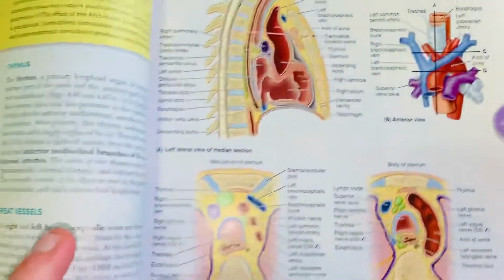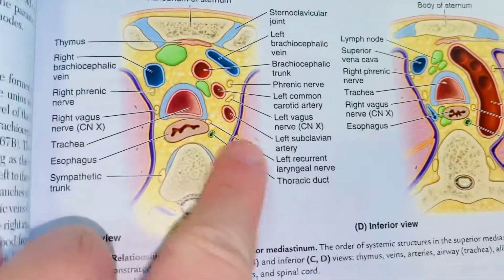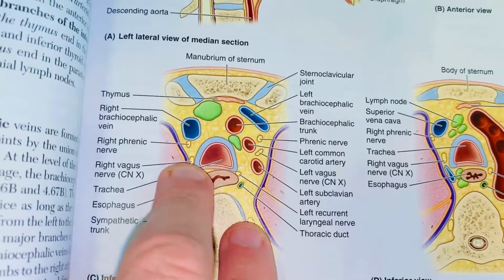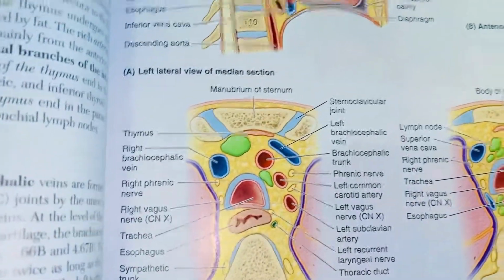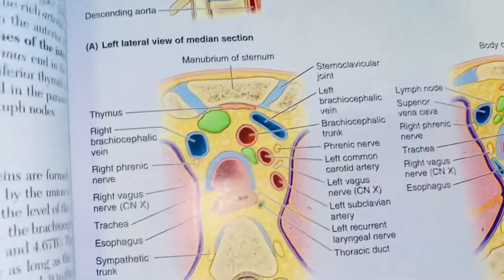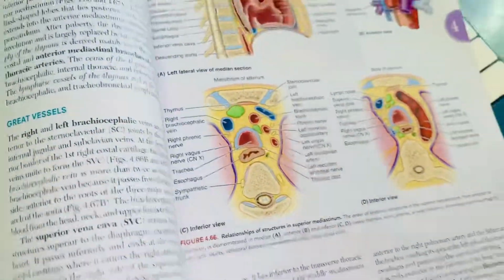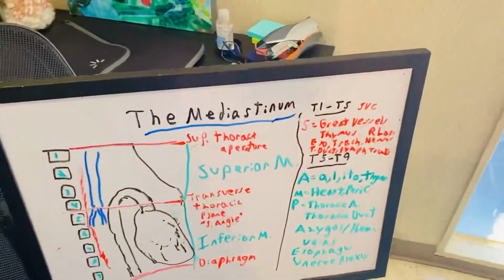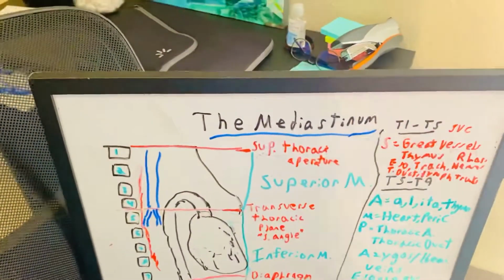So again, we have thymus, vein, artery, and then trachea, esophagus, lymph. Now, I also mentioned the left recurrent laryngeal nerve. This is right here. There's also a phrenic nerve, and there's also a right vagus nerve. Those nerves are scattered around, so we're not really going to say where they are in relation to these other structures. But those are the big structures we'll find from anterior to posterior.